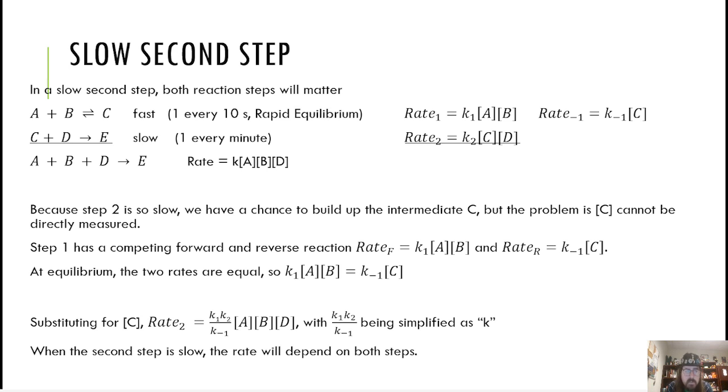So if the second step is slow, basically the rate will depend on both steps rather than just simply the slow second step or the slow first step. The amount of A and B there is going to control how much C we have and thus how fast step 2 can go.